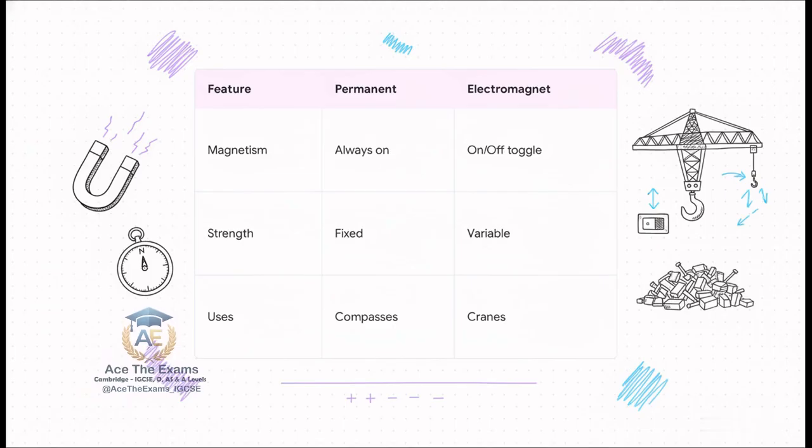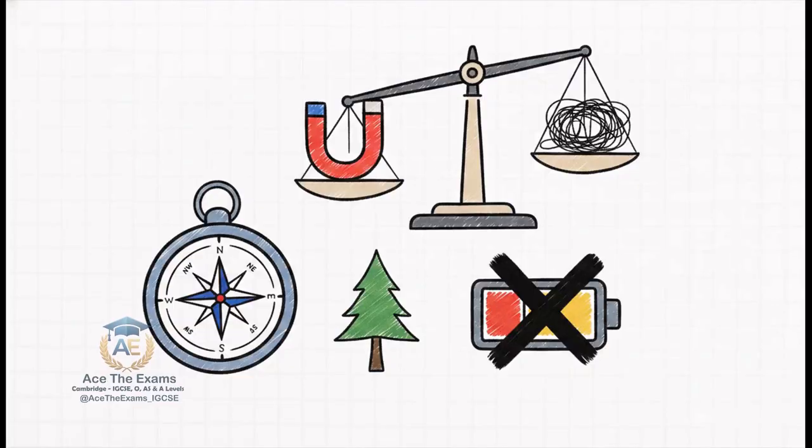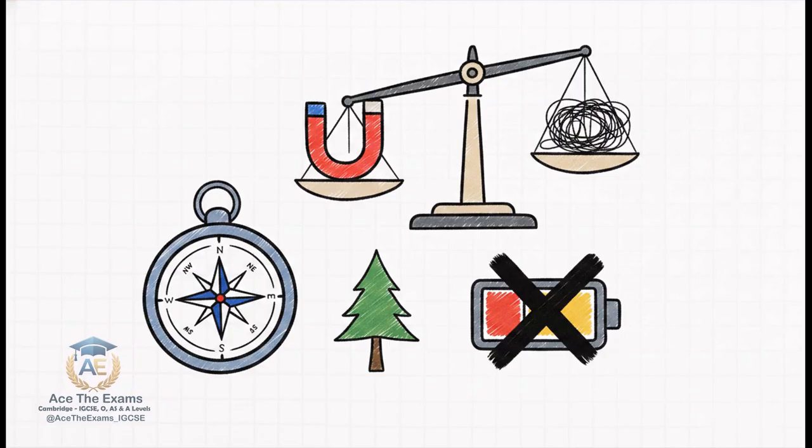Boom. That is how you synthesize raw data into a top-tier structured response. If you can fluidly explain why an electromagnet is chosen over a permanent one in any given scenario, you are thinking exactly like an A-star candidate. This concept encapsulates everything about the higher order assessment objectives in the Cambridge Physics syllabus.